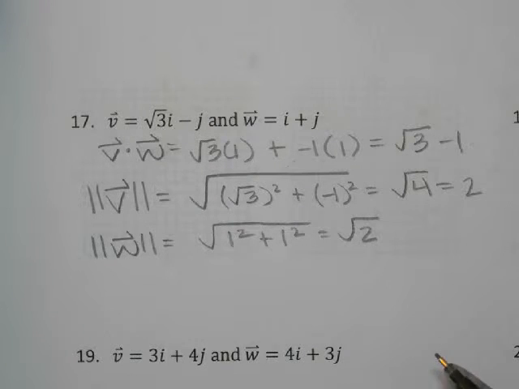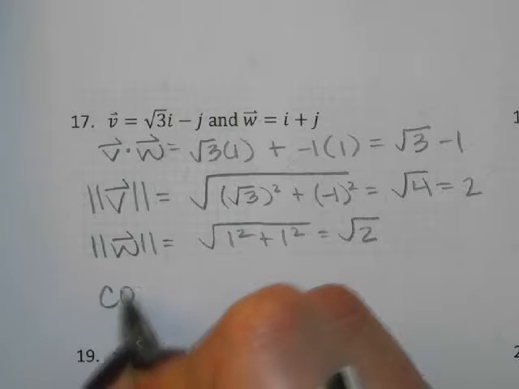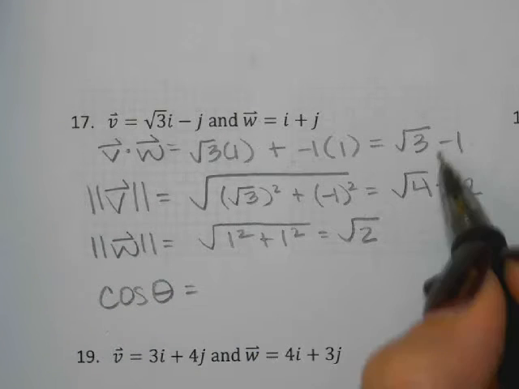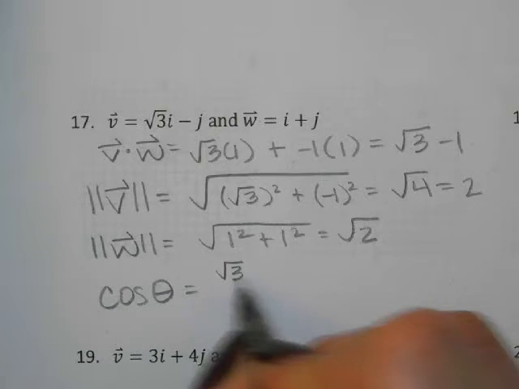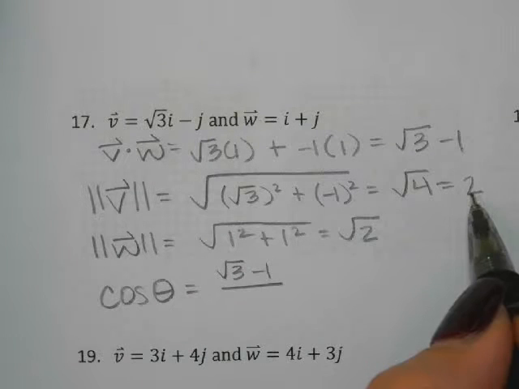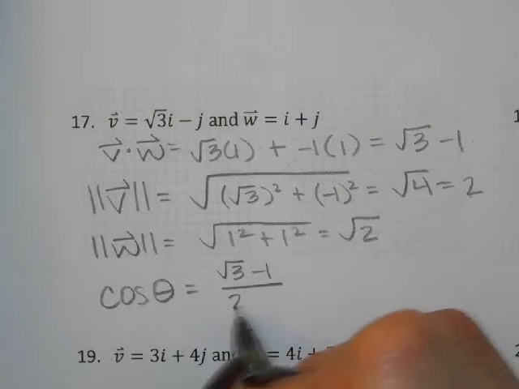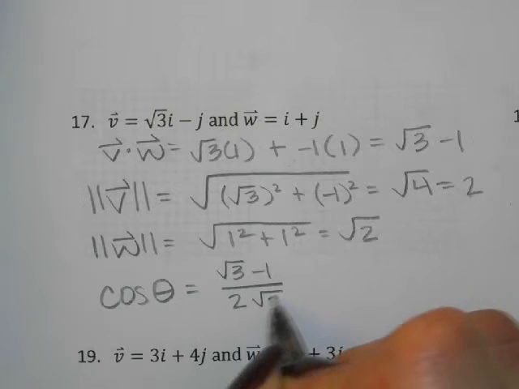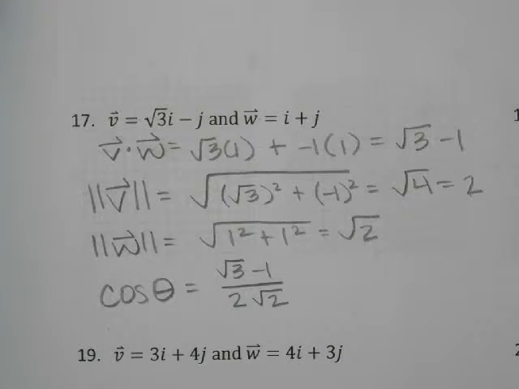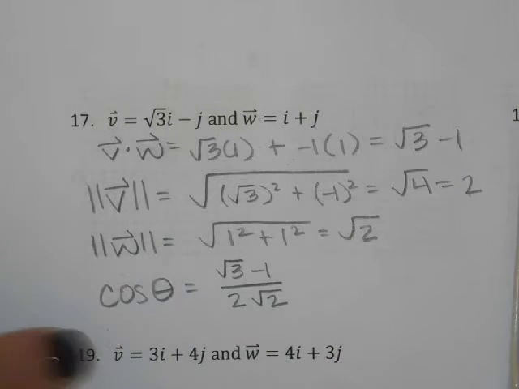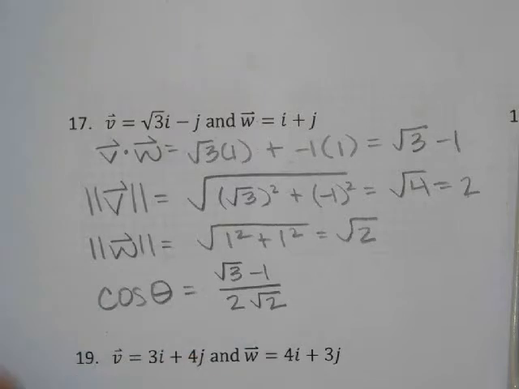So now we just use our formula. So we're going to say cos theta equals dot product divided by the length of V times the length of W. And then I'm going to do cos inverse on each side.